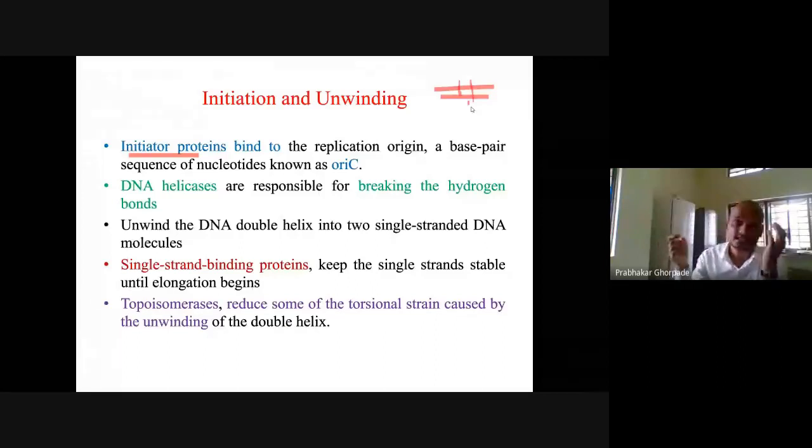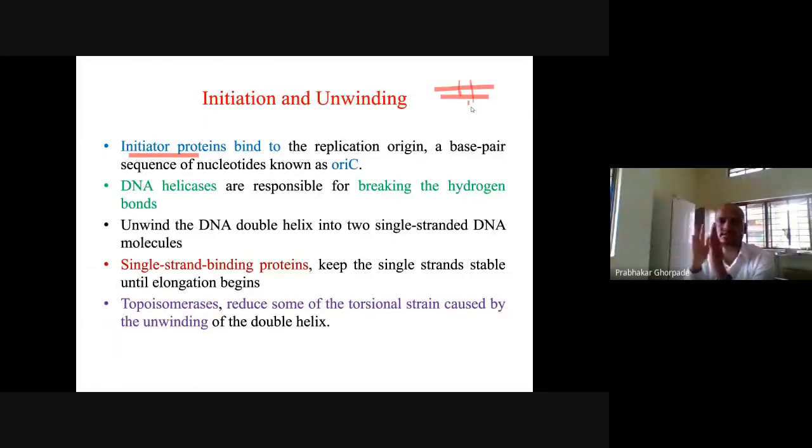Next, DNA helicase is responsible for breaking the hydrogen bonds. The two strands have hydrogen bonds between them. DNA helicase comes and breaks these bonds open, so that is the breaking of hydrogen bonds, the unwinding of the DNA double helix into single-stranded DNA. Now the DNA has become single-stranded, and on each strand, single-stranded binding proteins attach, so it will remain single-stranded for processing.